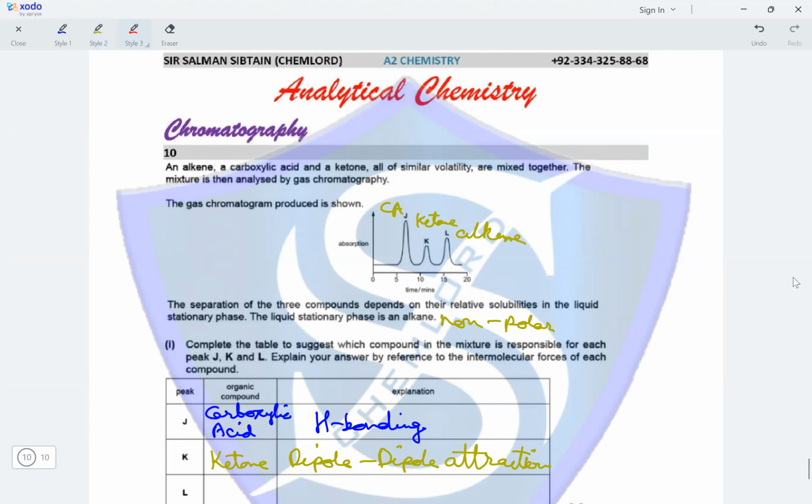The most soluble of the three compounds would be compound L, which would be an alkene, and it would be the most soluble in the alkane because the alkane is non-polar, and the alkene would also be non-polar, and being non-polar, it would have London dispersion forces present in it.